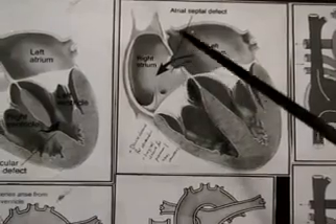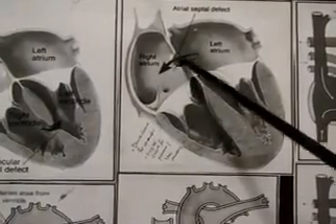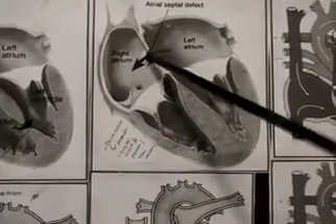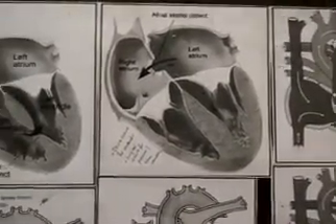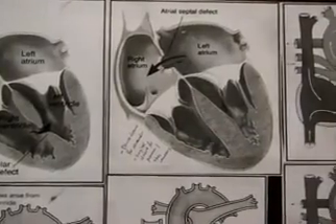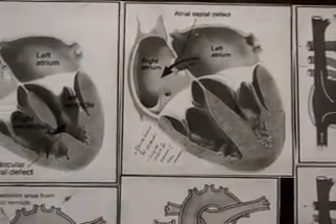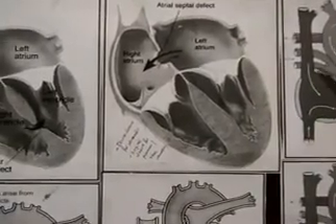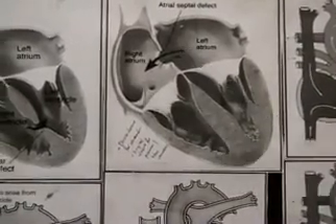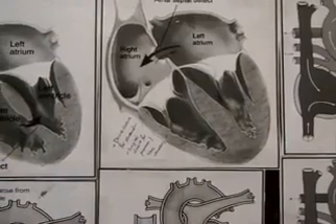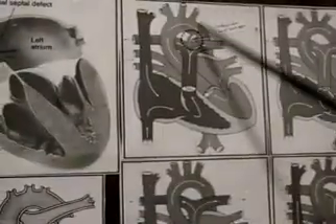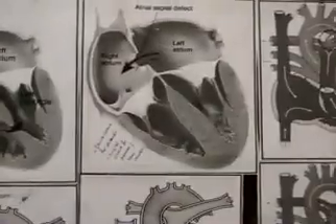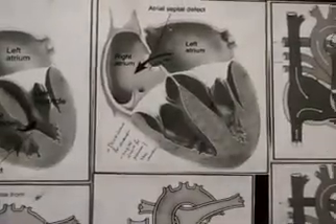There are different types of ASDs. You can have a patent foramen ovale. In other words, your foramen ovale does not close when you're born. Normally it should close. Not only that, your ductus arteriosus and ductus venosus also have to close. But if they don't close, you use the word patent in front of the word. So patent foramen ovale means an abnormally open foramen ovale. Patent ductus arteriosus means the ductus arteriosus did not close and stayed open. So a patent foramen ovale is one example of ASD.